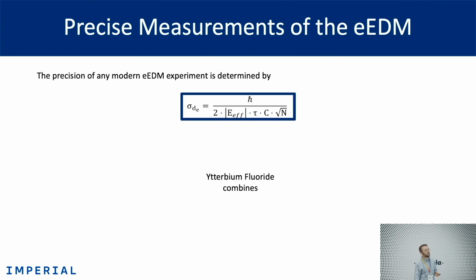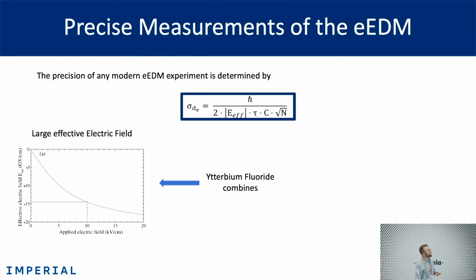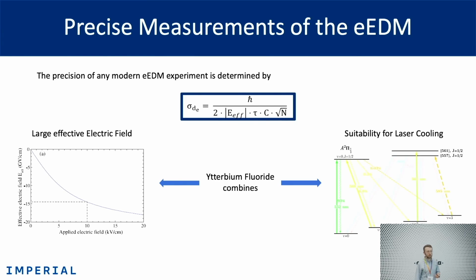Ytterbium fluoride combines a relatively large effective electric field. We see up to 25 gigavolts per centimeter when you fully polarize the molecule. And also it's laser coolable. So it's got an optical cycling transition, which is very good for detection. We can cool them so we can get a large number of molecules involved, and given our EDM sensitive state is the ground state, we have a potentially unlimited lifetime.